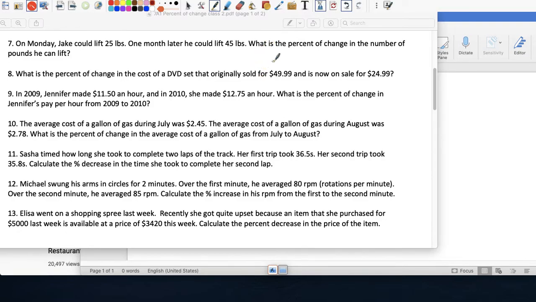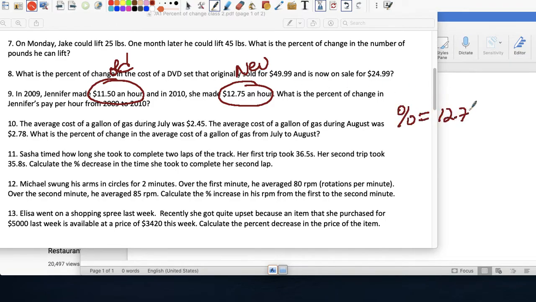9. In 2009, Jennifer made $11.50 an hour. In 2010, she makes $12.75. So she makes more money. She went up. Her hourly rate went up. So it's an increase. So 12.75 minus 11.50 over 11.50, and all that times 100.